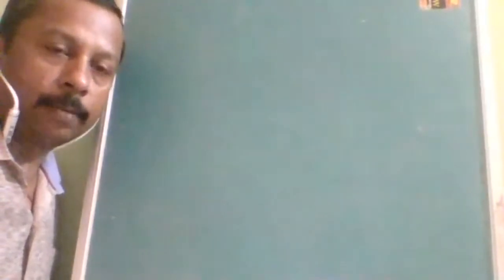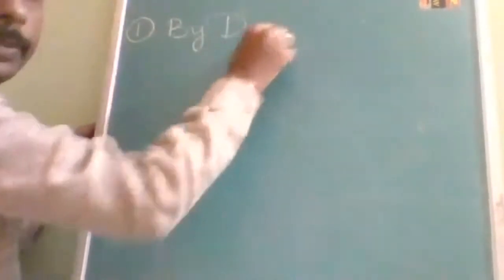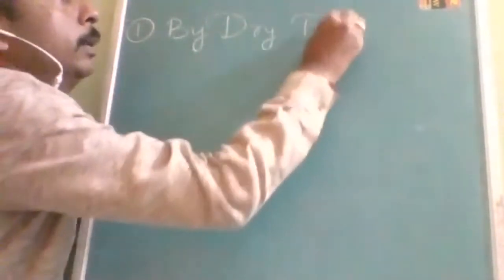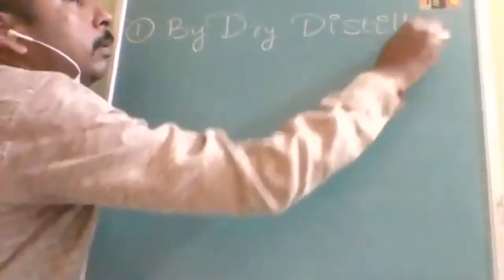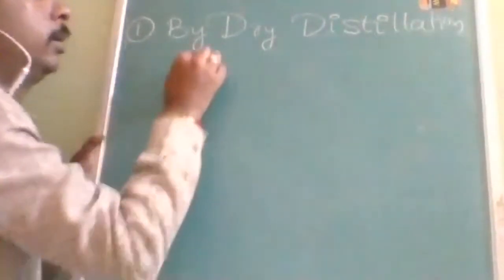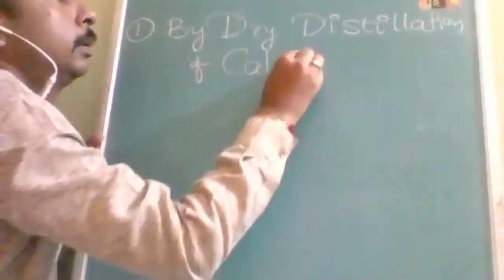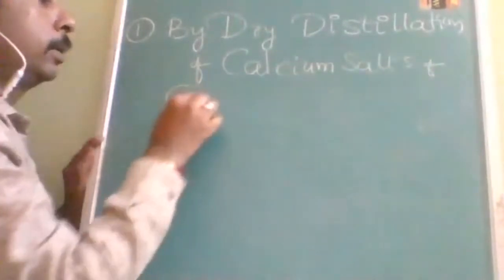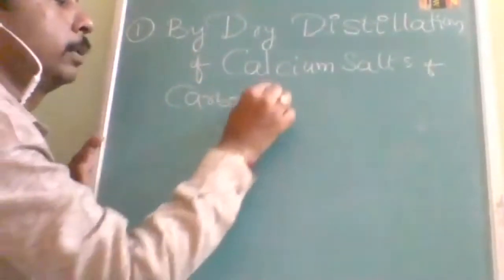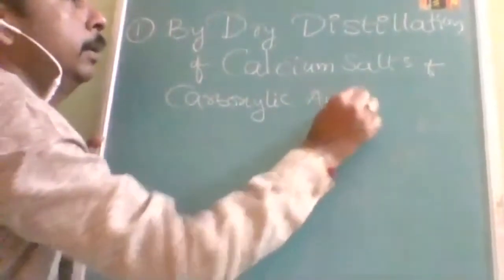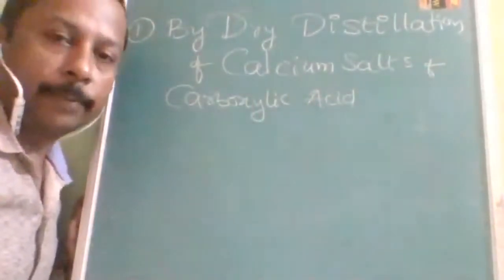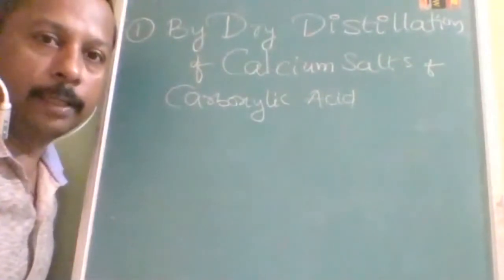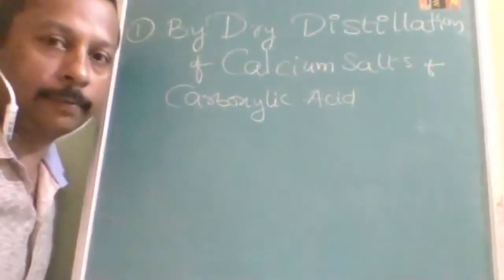From the carboxylic acid, the first and foremost method is by dry distillation, by dry distillation of calcium salts of carboxylic acid. So the first method, from calcium salt only, we are going to study by the dry distillation of calcium salts of carboxylic acid.